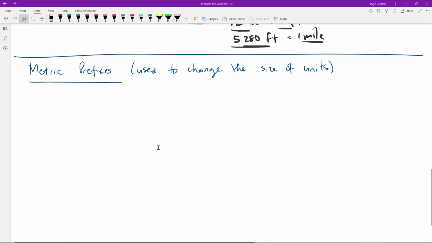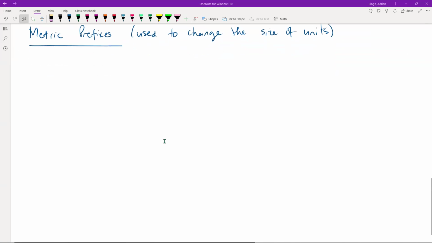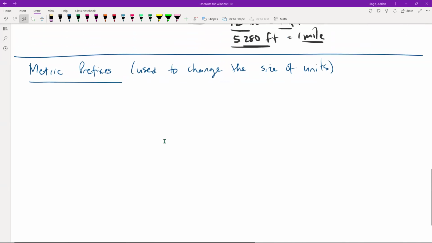Okay, so now what we're going to do is take a deeper look at the metric system, to be more specific. We're going to be looking now at prefixes that we use within the metric system. These prefixes are used to change the size of a unit. Let's use the base unit for length in the SI system, which is meter. So, starting point: meter is m, lowercase m. This is the base unit for length.